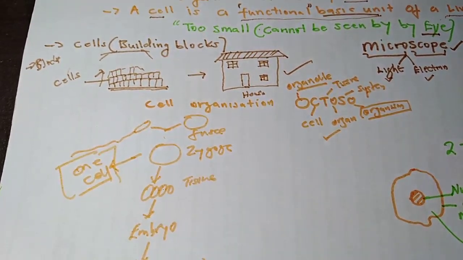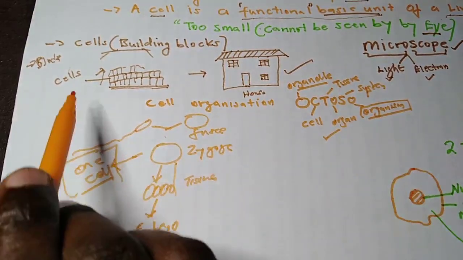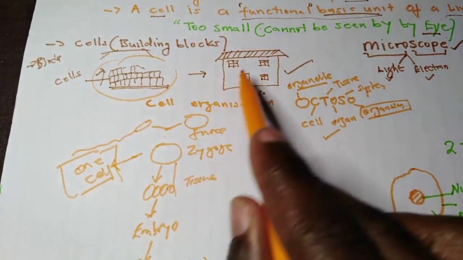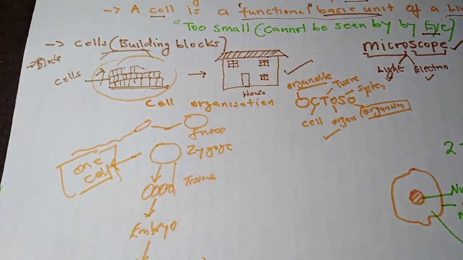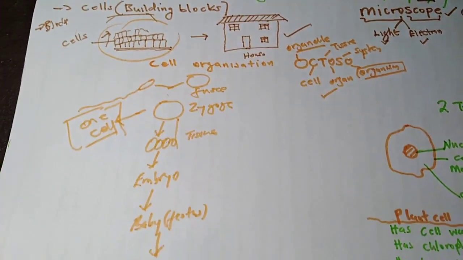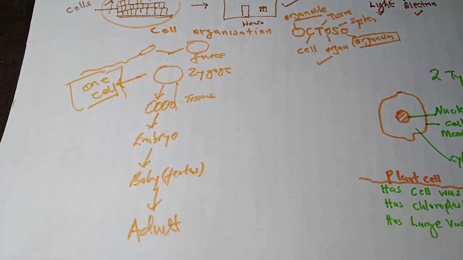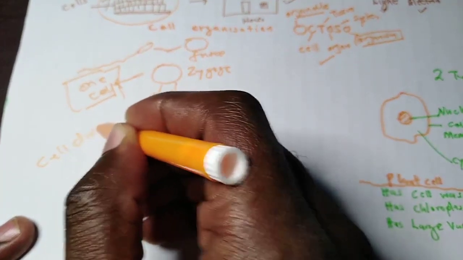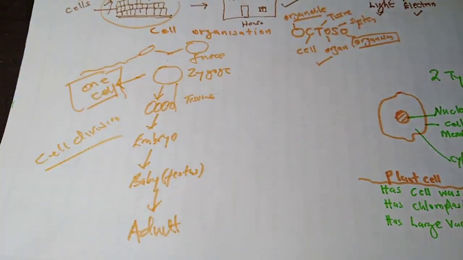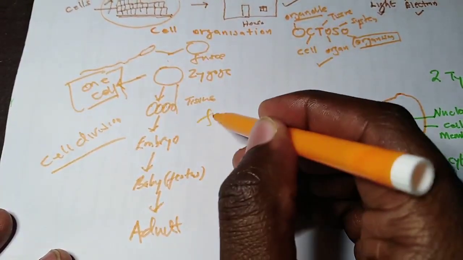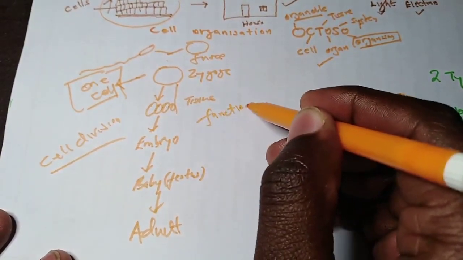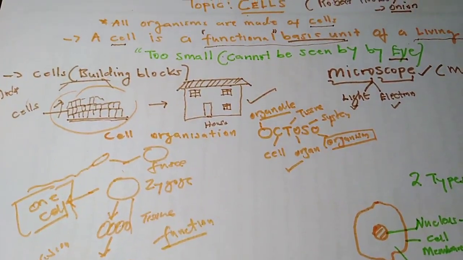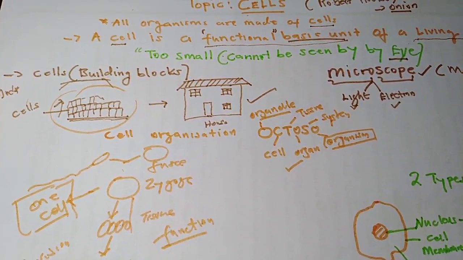The basic unit. You just keep on adding, just like I was explaining here. You add block by block, you finally have a house, and that's what happens with cells until you get an adult. It's through division. We call this cell division. And each of these cells has got a function. That's why we say it's a functional basic unit of a living organism.